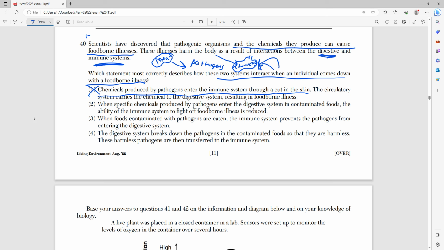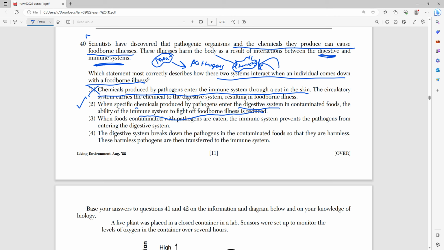Number 2 says when specific chemicals produced by pathogens enter the digestive system in contaminated food, the ability of the immune system to fight foodborne illness is reduced. This can definitely be a right answer, right? Because it says that the chemicals are being produced in the digestive system from contaminated foods, and that causes an immune response.